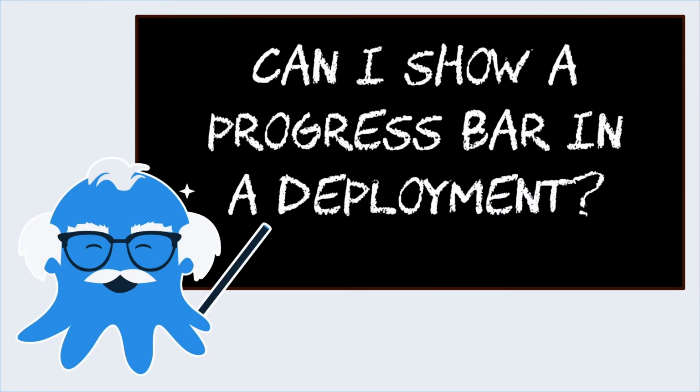Today we're making progress. Today's question comes from our community Slack, so shout out to everybody there in the community Slack asking great questions. The question is, can I show a progress bar in a deployment? Let's say that you have a multi-step task that takes a long time to run. You want to update the progress as each step completes. Let's take a look at how you can do that.